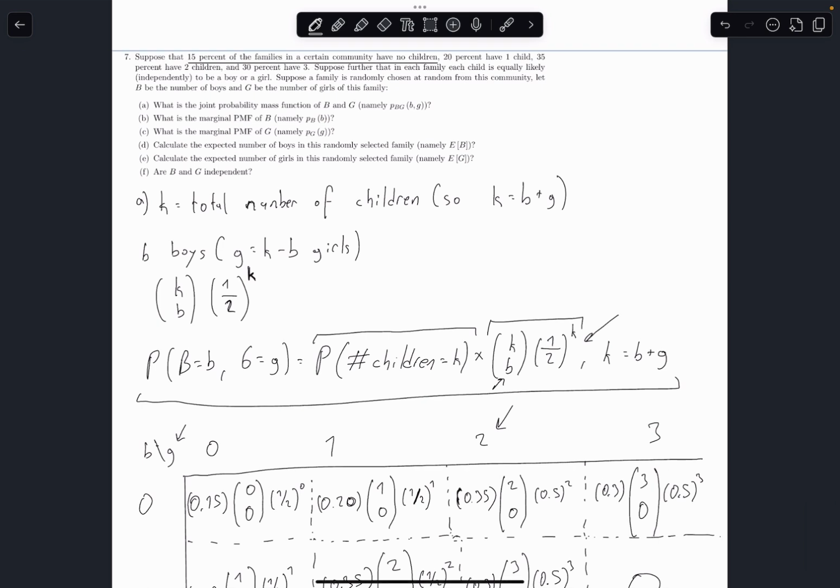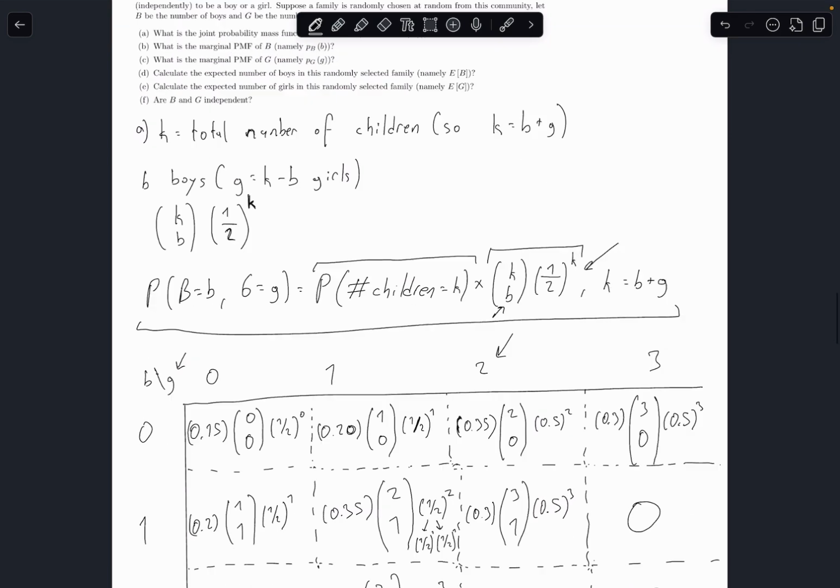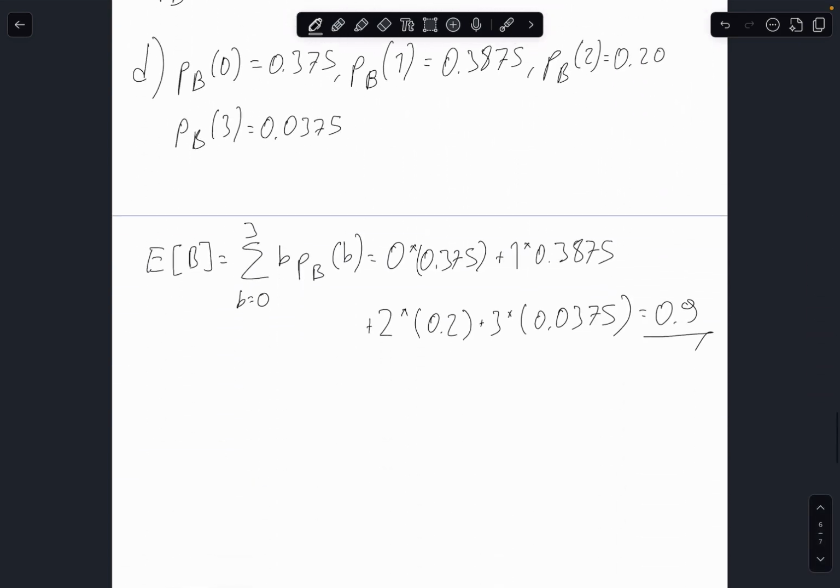Part E. Calculate the expected number of girls in this randomly selected family. Again, since they have identical distributions, the expected number of girls will be equal to the expected number of boys, and like we found in here, it's 0.9.